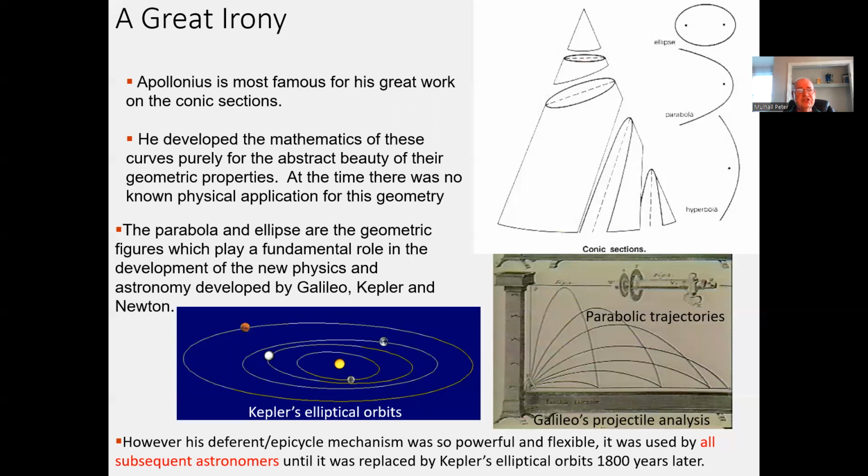Spoiler alert, Galileo never broke from the circles, even though his contemporary was Kepler, who showed the world that they were ellipses. Galileo couldn't give it up. That's how powerful this idea of the perfect forms was, that the heavens had to move in perfect cyclical circles. It held the imagination of the Western world for over 2,000 years.